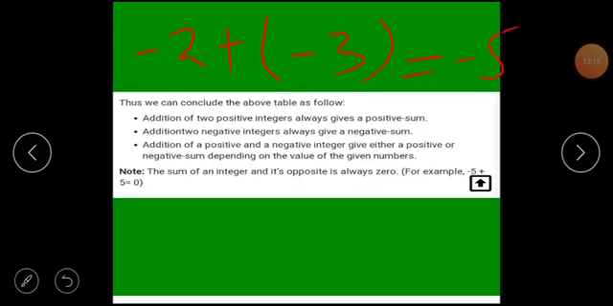Note, the sum of an integer and its opposite is always 0. Look here, the sum of the integer and its opposite. Means for example, you can see here minus 5 plus 5. I am taking a number and its opposite. I am taking here minus 5 and its opposite is plus 5. So minus 5 plus 5 always gives 0. It means that the sum of the integer and its opposite is always 0.